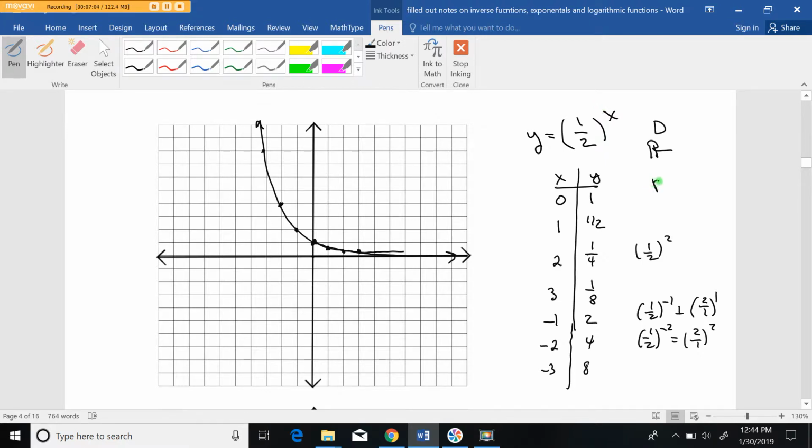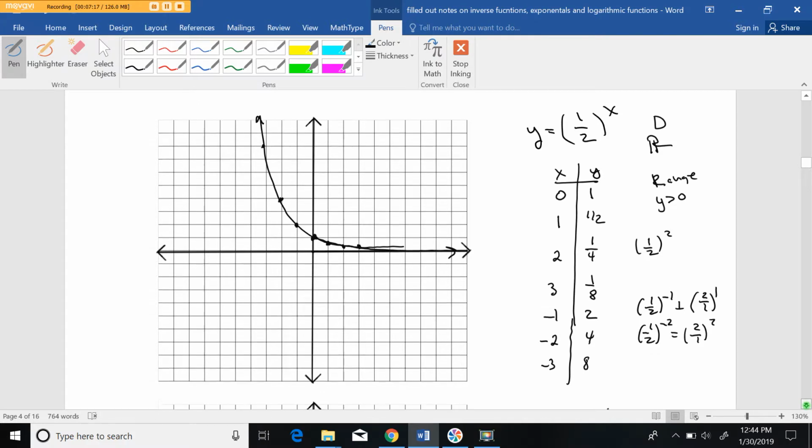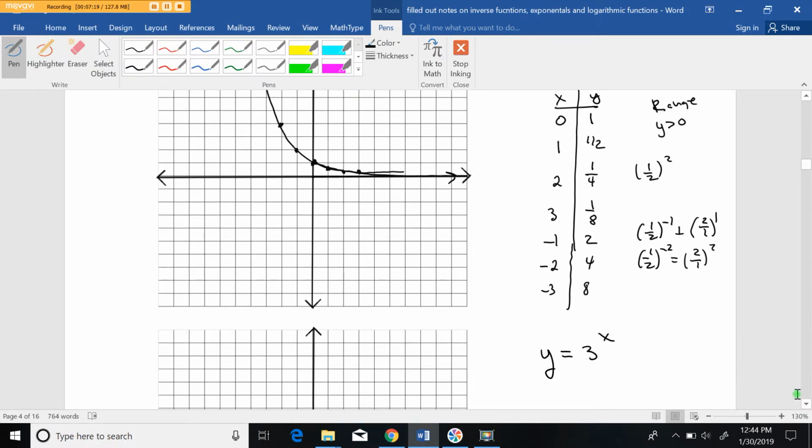The range of this function is y greater than 0, and no equality again, because there's no value of x you can put in and get identically 0 out. Right?